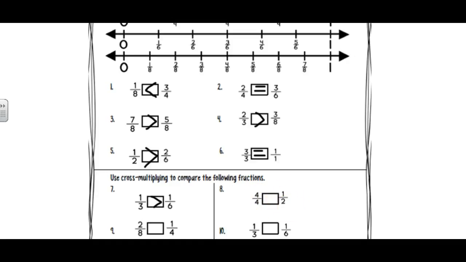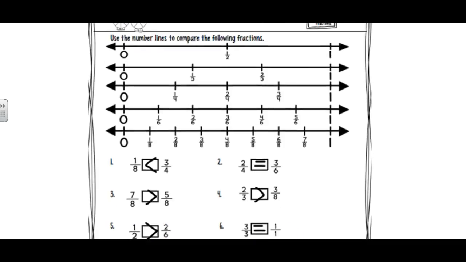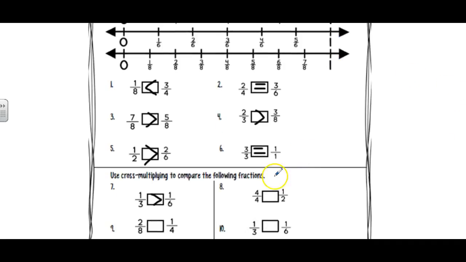We've got 4/4 and 1/2. Hopefully you knew this one without looking. 1/2 is in the middle of that line. 4/4 is not on here, but if we went to the fourths number line, you do know that 4/4 would be right there where that 1 is. So that definitely tells us that 4/4 is more than 1/2, and I hope that you knew that without even looking.